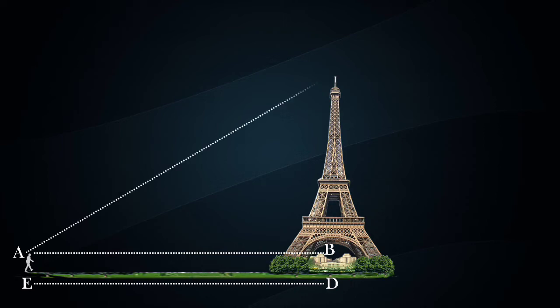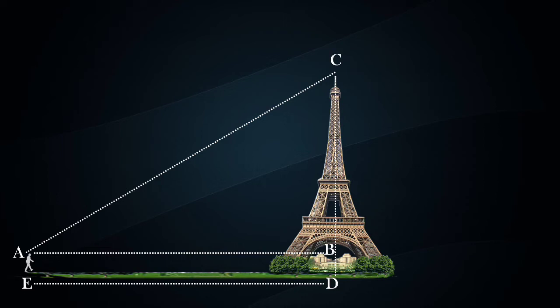Okay, so he is looking at a point C, that is the topmost point of the tower, and CD is the height of the tower. I hope this part is very clear.